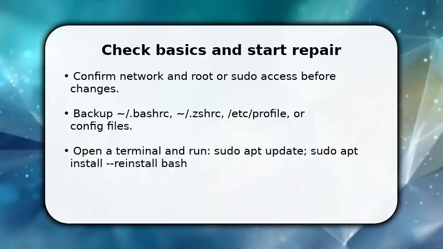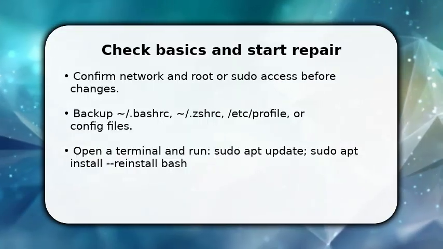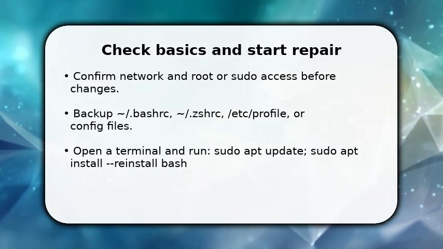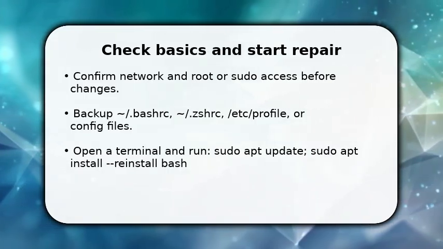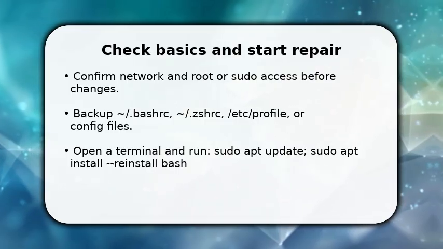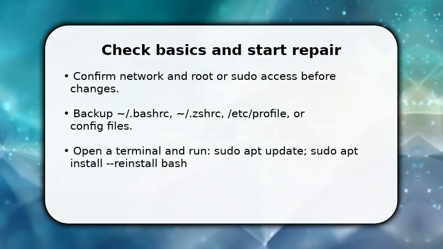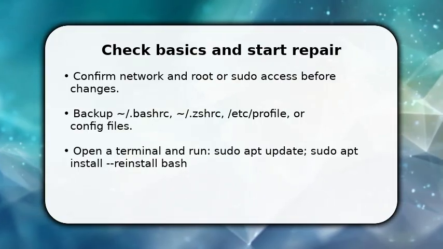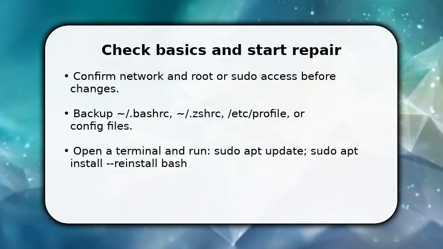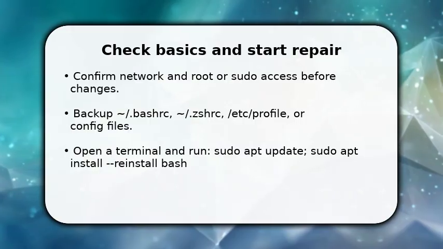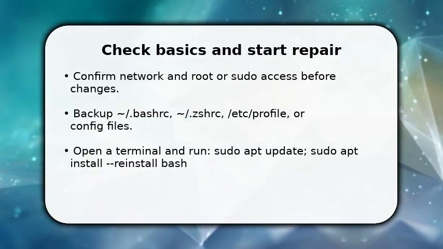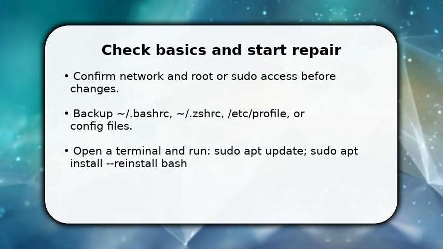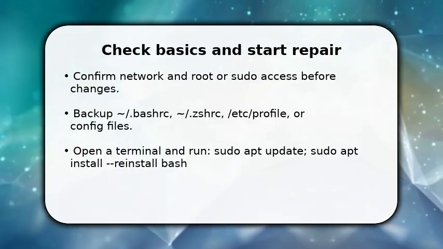You begin by confirming prerequisites, network access and sudo or root privileges. Once confirmed, backup shell configs in your home directory and system profiles. This prevents accidental loss. Now, open a terminal and run apt update, then reinstall the shell package with sudo apt install --reinstall bash. You do this to restore broken binary files and default settings.